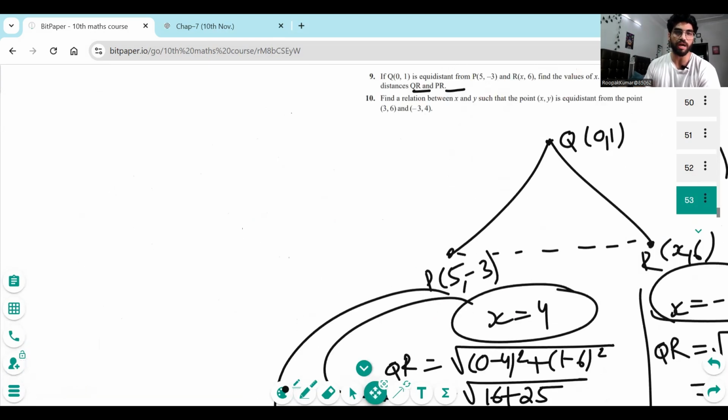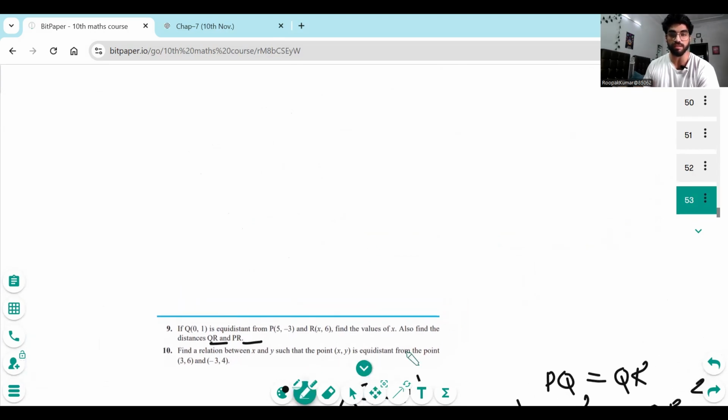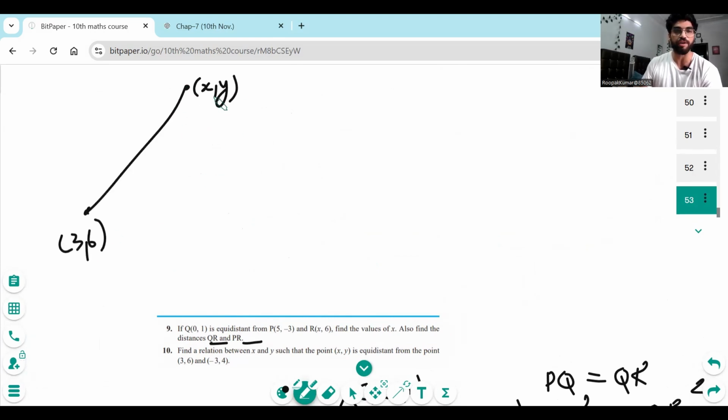Okay, let's move on to the last question. Find a relation between x and y such that this is equidistant from the point. So we have to find the relation. What does relation mean? There will be some kind of equation that we'll get.